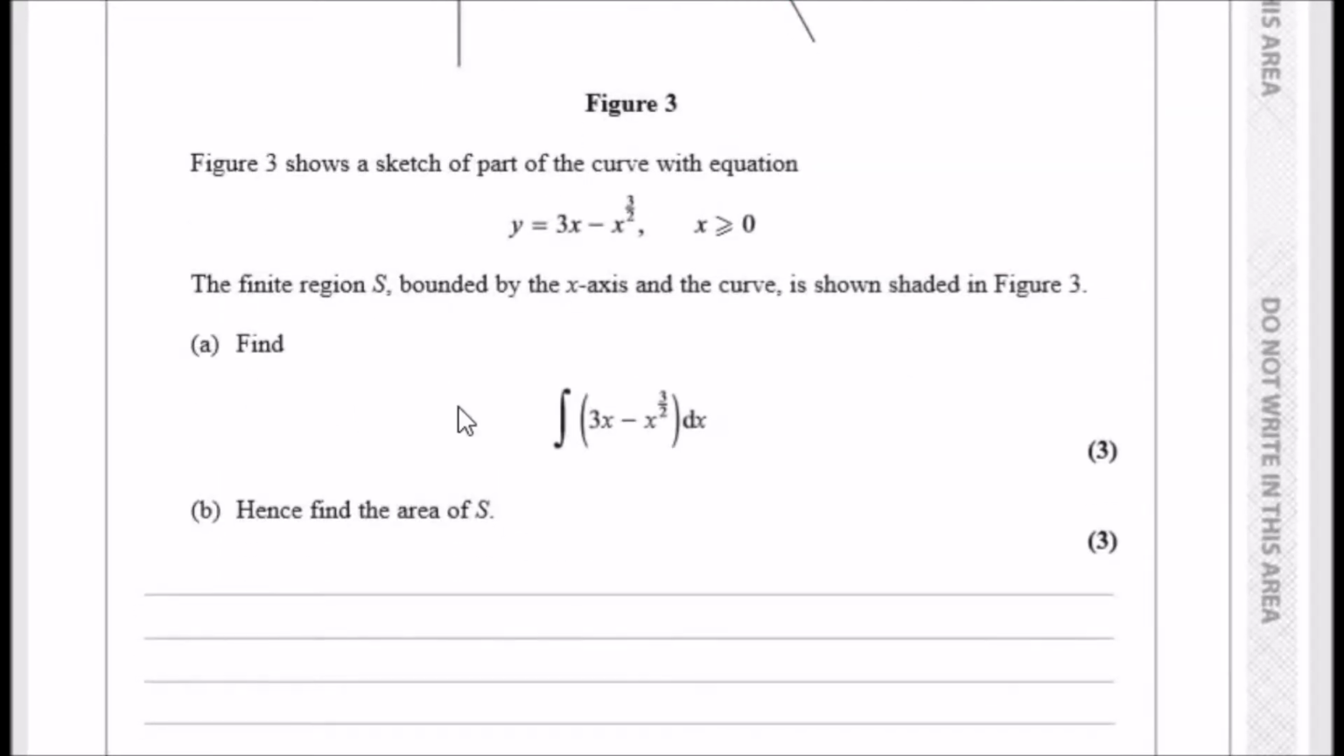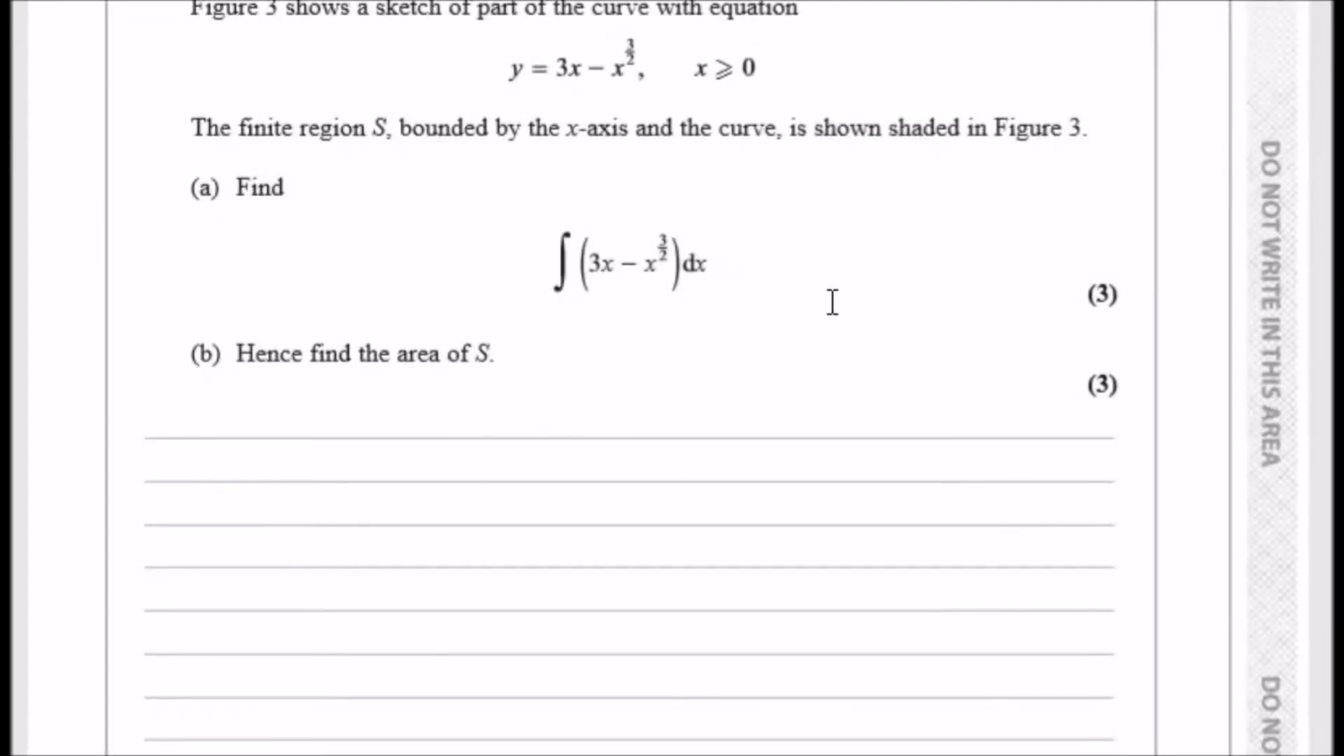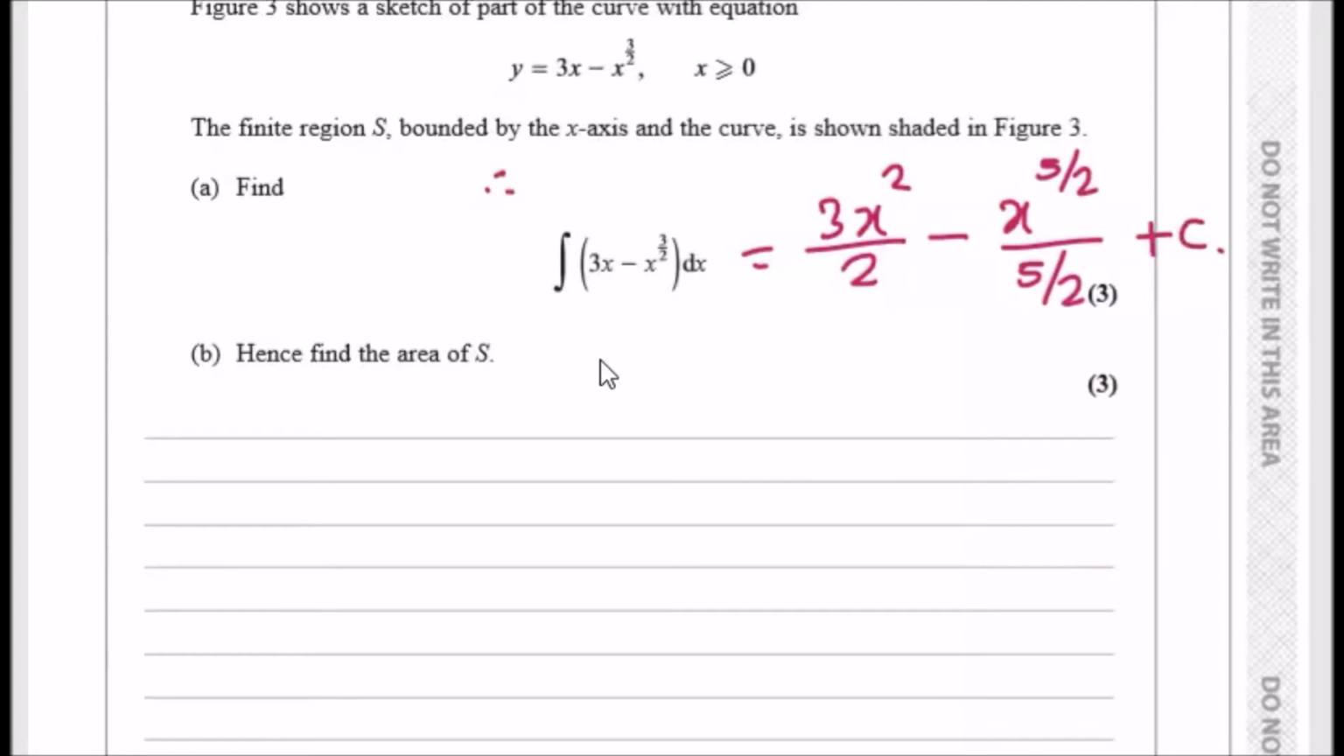Find, okay, part A, the integral of this. So this is just standard integration. Well, we can just do it here. To integrate, you just raise the power by 1 and divide by the new power. So for example, this is going to be 3x squared, power 2, over 2, minus x, and then raise the power 3 over 2 by 1, so add 1 to it, so you should get 5 over 2. You could use decimal 2.5 if you like, over 5 over 2. And that's it. Now, because you're integrating and there's no limits, we must always add plus c, and you're done.